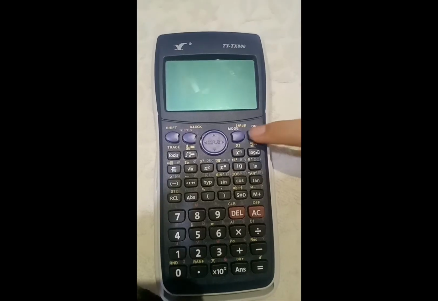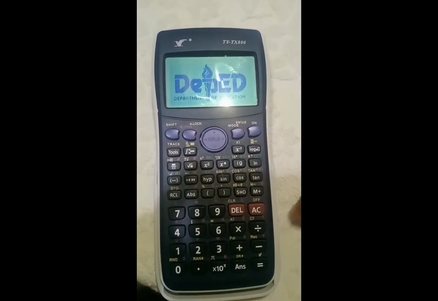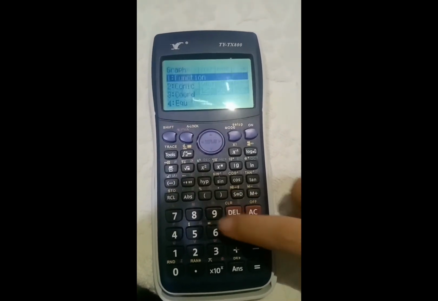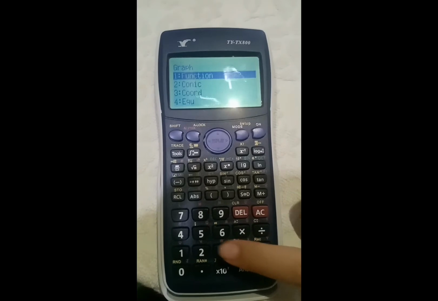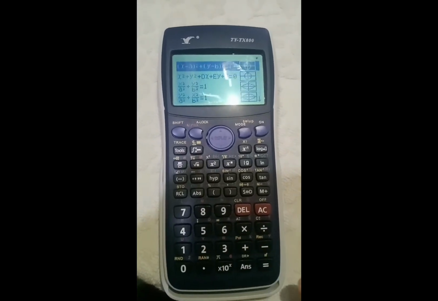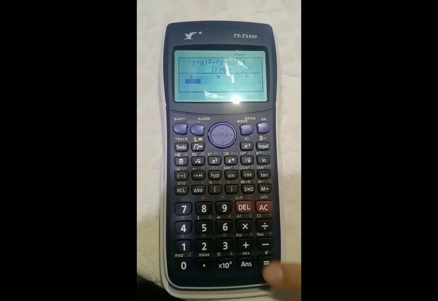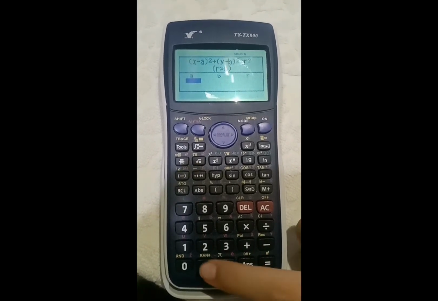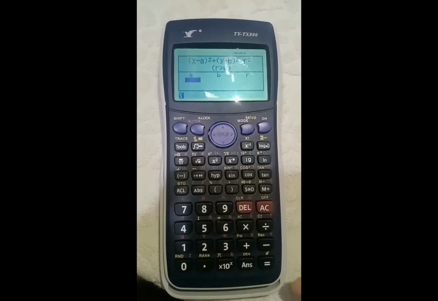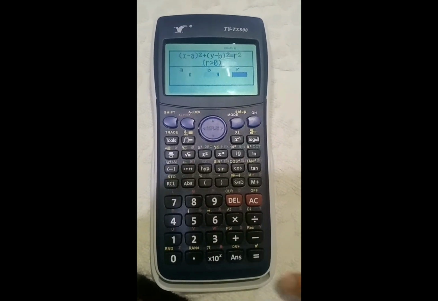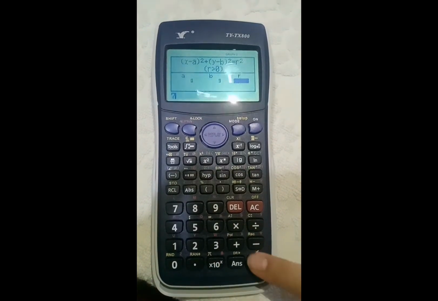So now, let's try to graph it using a graphing calculator. First, choose Graph, which is number 9, and press it. Second, choose Conic, number 2. Then find the equation of a circle and press equal. Then lastly, write the given numbers: for A it is 0, and 3 for B, and lastly the radius, which is 7. And that is the result.